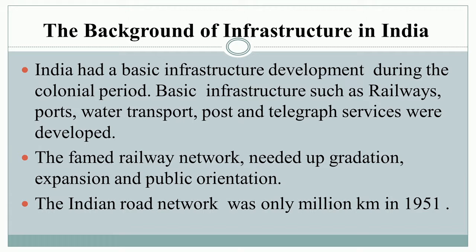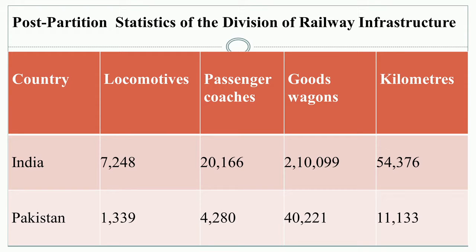The Indian road network was only a very small million kilometers in 1951, which was supposed to be extended, and the government tried to develop the road networks. Here in these statistics, we can see the post-partition division of the railway infrastructure. In terms of locomotives, we had 7,248, passenger coaches 20,166, goods wagons 2,10,099, and railway line kilometers were 54,376.